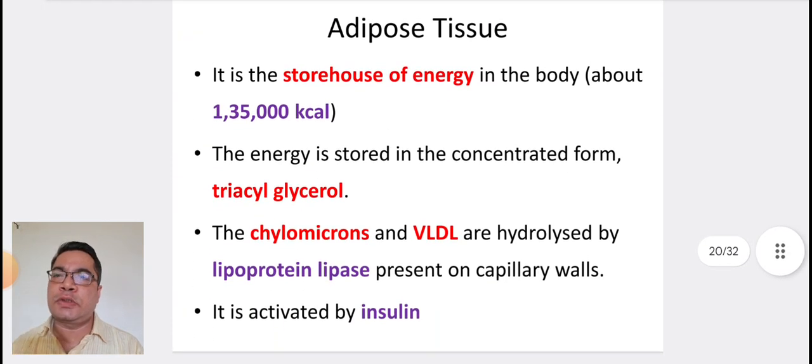Coming to the adipose tissue, it is the storehouse of energy in the body, about 135,000 kilocalories. The energy is stored in a concentrated form, that is triacylglycerol. The chylomicrons and VLDL are hydrolyzed by the lipoprotein lipase present on capillary walls. It is activated by insulin.